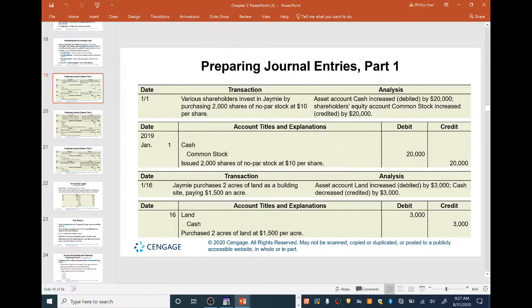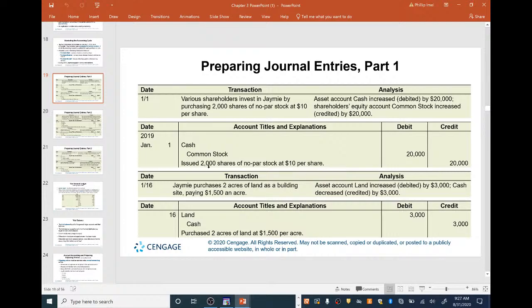So we, the company, are receiving cash. We debit cash. It's money coming in. Remember, cash is an asset. Assets are debits to increase it. So we debit cash, $20,000. We issued common stock, so we credit common stock for $20,000.